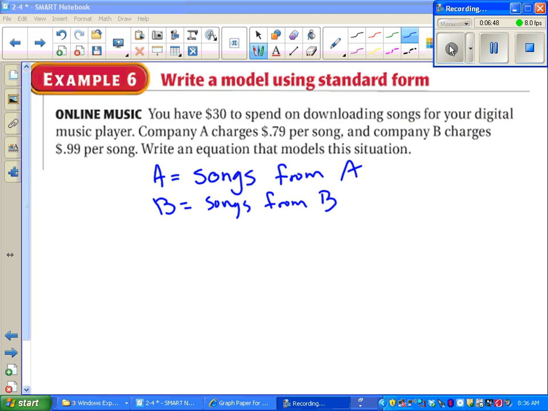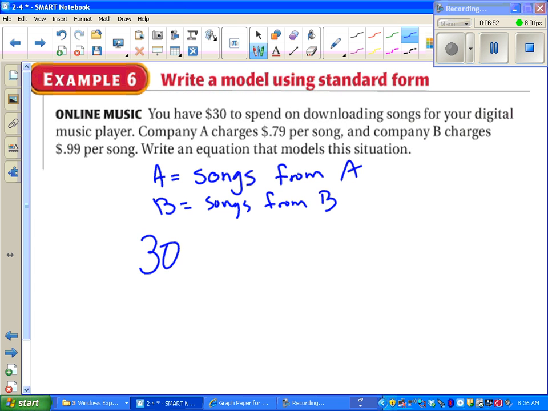Now we can set up an equation. We know we have a total of $30 to spend. And from that $30, we take however many songs we bought from A and multiply that by 79 cents. Take how many songs we bought from B, multiply that by 99 cents, and add it together. As long as we add those together and we get something that's not bigger than 30, then we did not spend too much money.